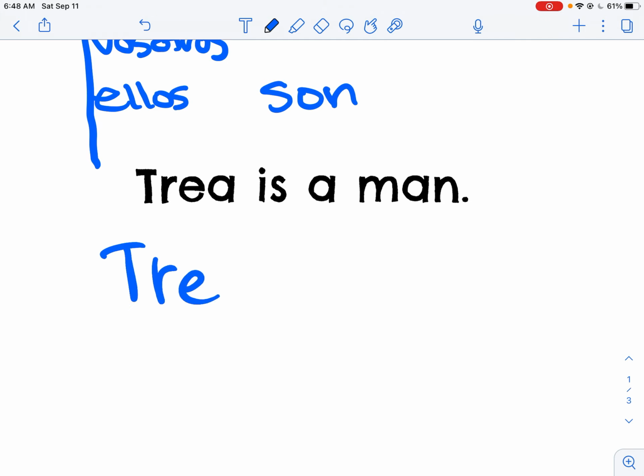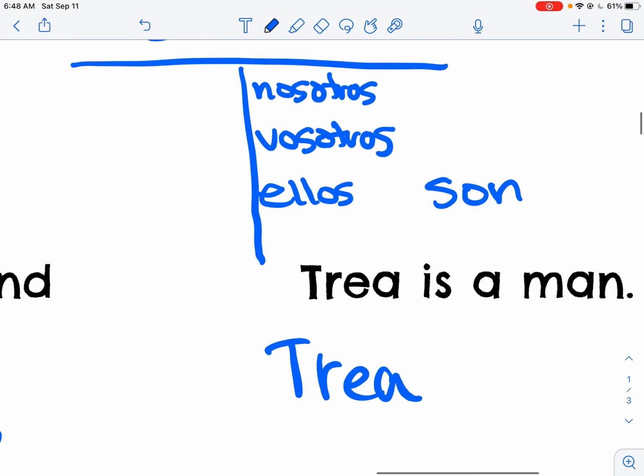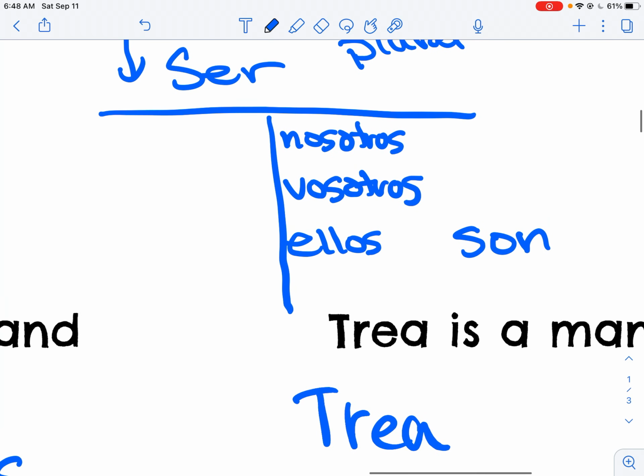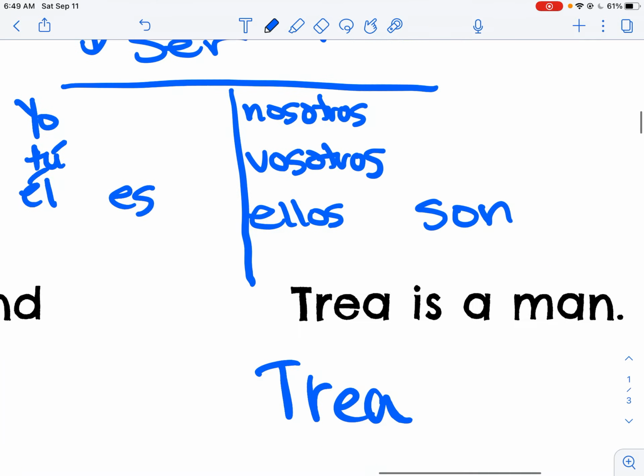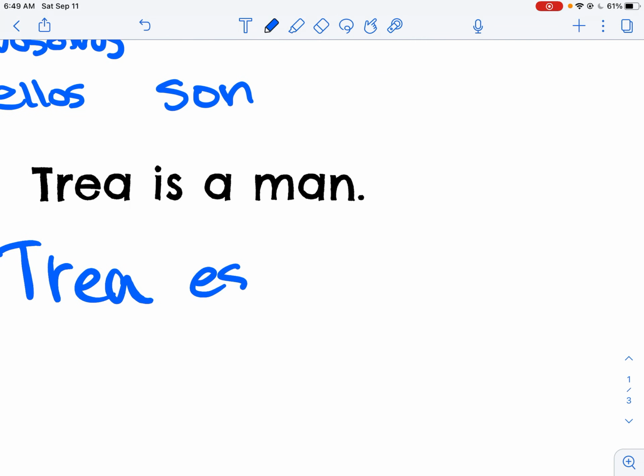Trey. Trey's a guy. Plays on the Dodgers. Okay. Now, since I already have these right here, Trey is one person. He's not I. He's not you. He's a he, though. What is the conjugation of ser that goes with he? The conjugation of ser that goes with he is es. Now, is man a profession? No. So I put un hombre.